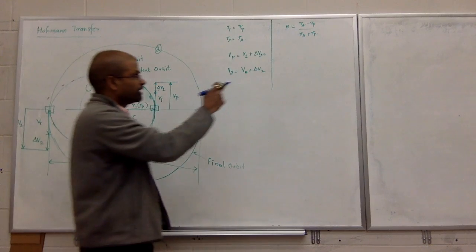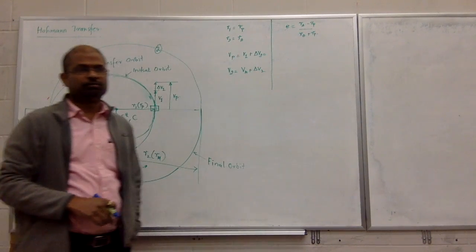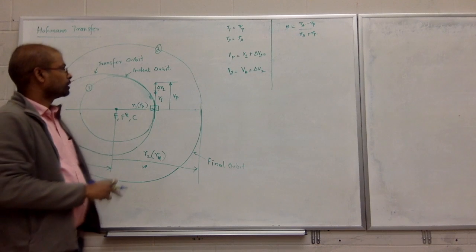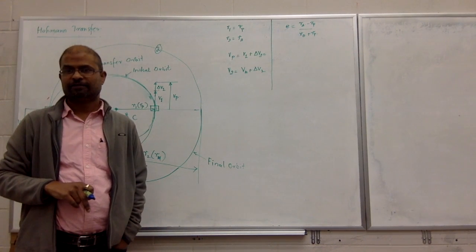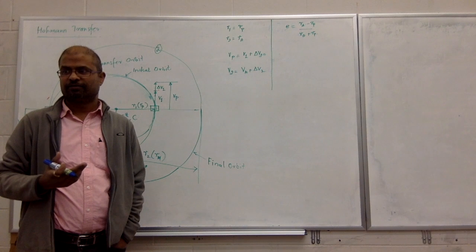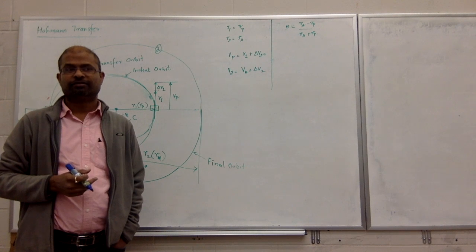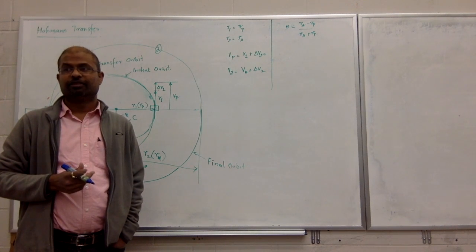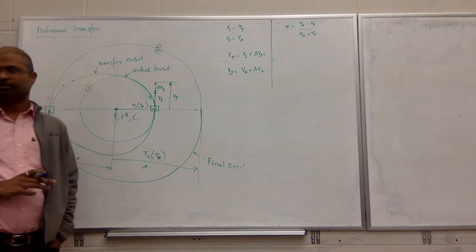So here you can see that RA and RP are the same. What is the eccentricity of the second orbit, the final orbit? Zero again. It's still going to be a circle. Are you talking about the transfer orbit? The transfer orbit is that. Does that make sense?